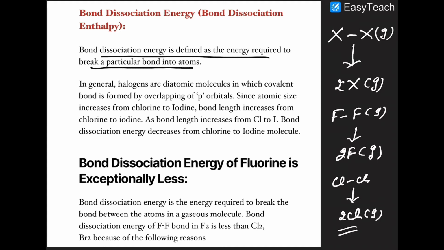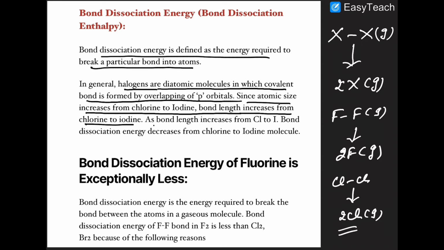Okay, clear? Now, halogens are all diatomic molecules in which the covalent bond is formed by the overlapping of the p orbitals. Since atomic size increases from chlorine to iodine, bond length increases from chlorine to iodine. As the bond length increases, bond dissociation energy decreases. So it is easier to dissociate the bond in iodine and slightly more difficult in chlorine. Why is fluorine kept out of that discussion?